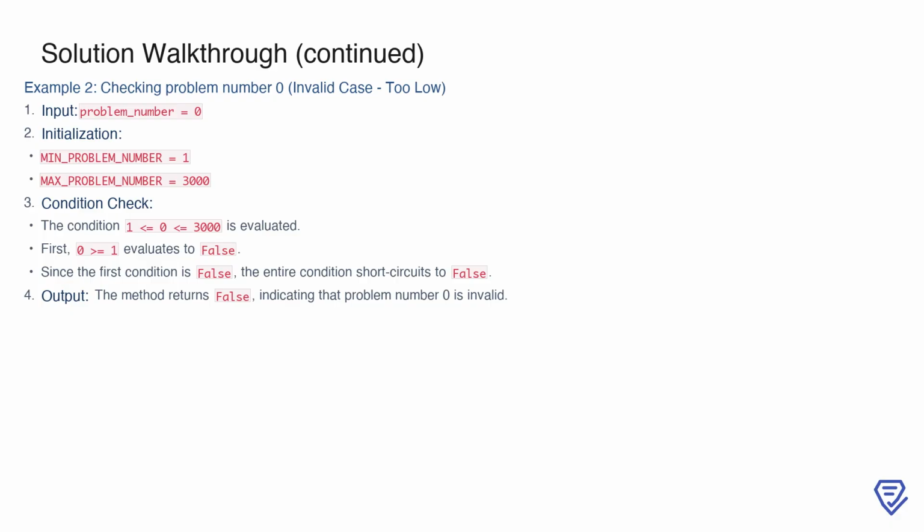The first condition, 0 greater than or equal to 1, evaluates to false. Since this part of the condition is false, there's no need to evaluate the second part, thanks to short-circuit evaluation. The entire condition is therefore false. Consequently, the method returns false, indicating that problem number 0 is invalid as it is below the minimum threshold.